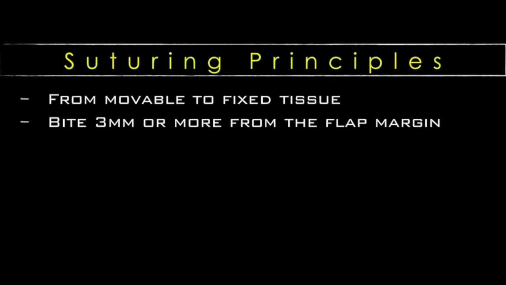Remember that your bite should be at least 3 millimeters or more from the flap margin. In my rules, 5 millimeters is ideal, because 3 millimeters is many times very difficult to measure. So always make sure that you take more tissue. Why? Because if you're very close to the edge of your flap, those flaps are going to start to necrose, and then you're going to have flaps that are going to start opening.